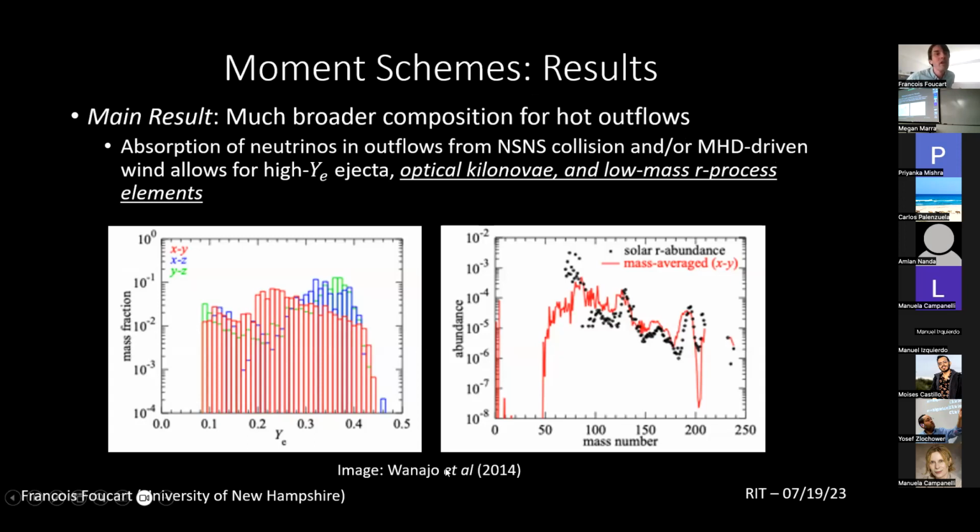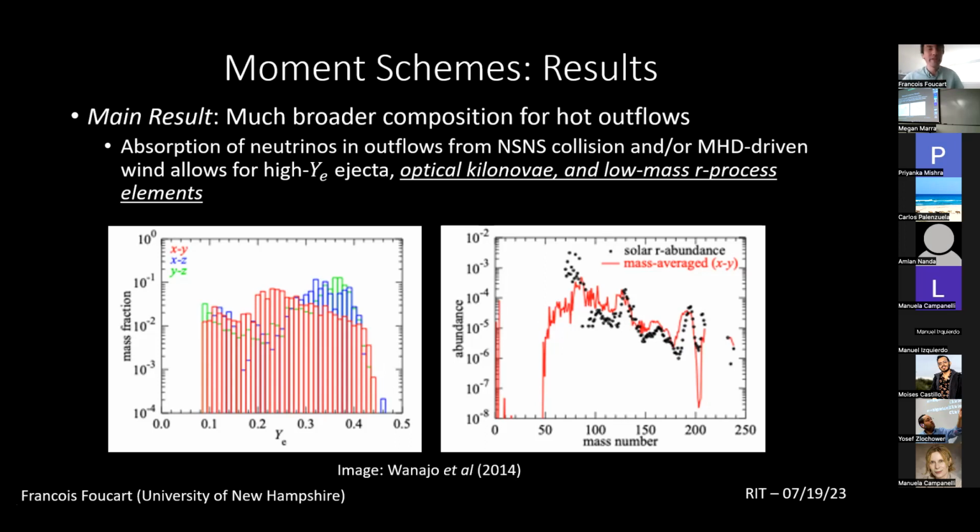The immediate result was that if you look at the electron fraction of the outflow on the left here, once you include some transport, for example, in the moment scheme, you end up with a much broader distribution of electron fractions. As a result, if you look at the abundances of r-process elements produced, you produce basically all of the r-process elements. This is not the case in a leakage scheme without reabsorption, where your outflows would be much more neutron rich and you would not produce much of the lower mass r-process elements.